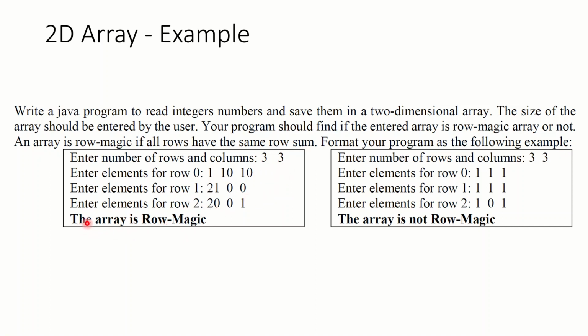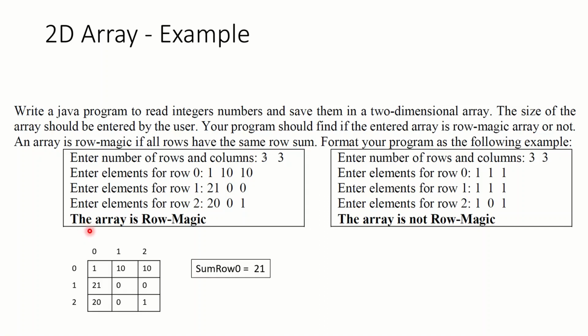And then we have to say if it is row magic or not by calculating the sum of the elements. Let's assume the user says the number of rows and columns are 3 and 3, then this array will be created. We have 3 rows and 3 columns. And then according to the user input, the data will be saved in our rows. So in the first row we will have 1, 10 and 10. The second one 21 and then zeros. And in the last row we have 20, 0 and 1.